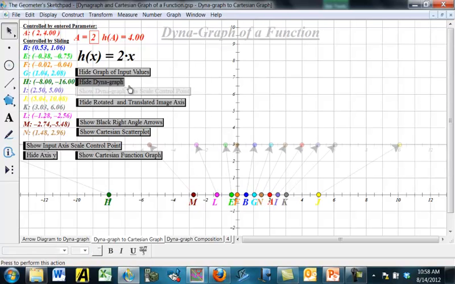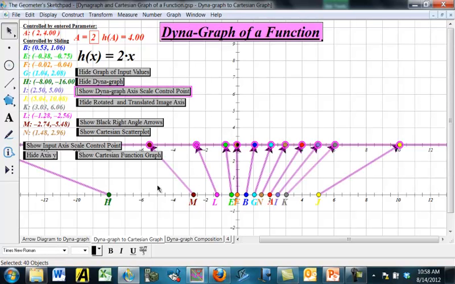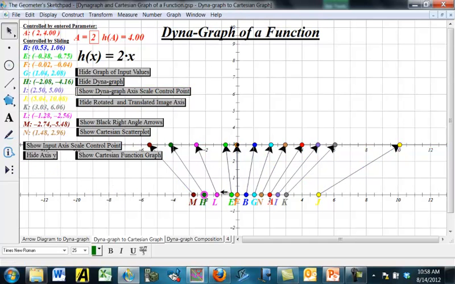We can also show the dinograph. So as I move this point here, notice here it's straight up and down at 0. As we go here, the arrow points more and more to the right, and we go this way, it's pointing to the left, and more as we go out. Because the distance from here to here is a certain distance, and the distance from here to here is going to be twice that.